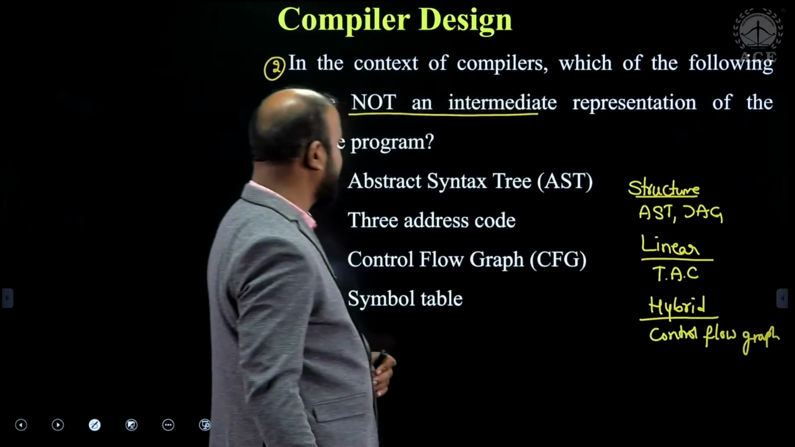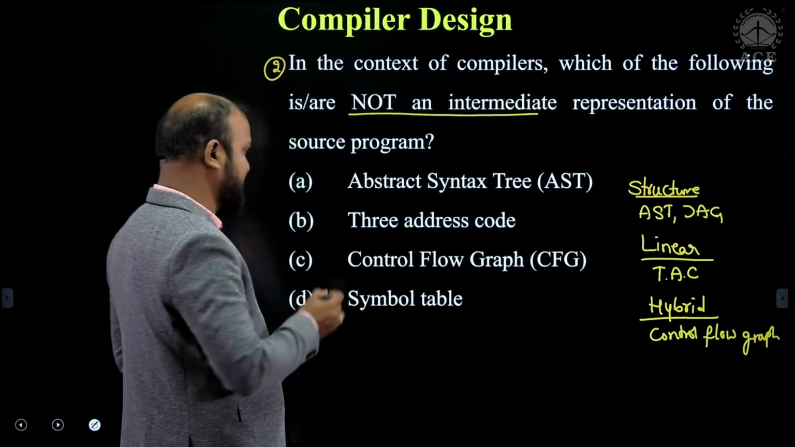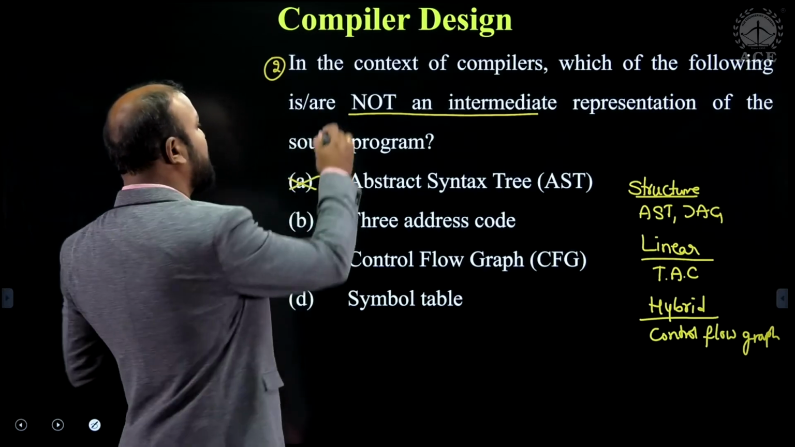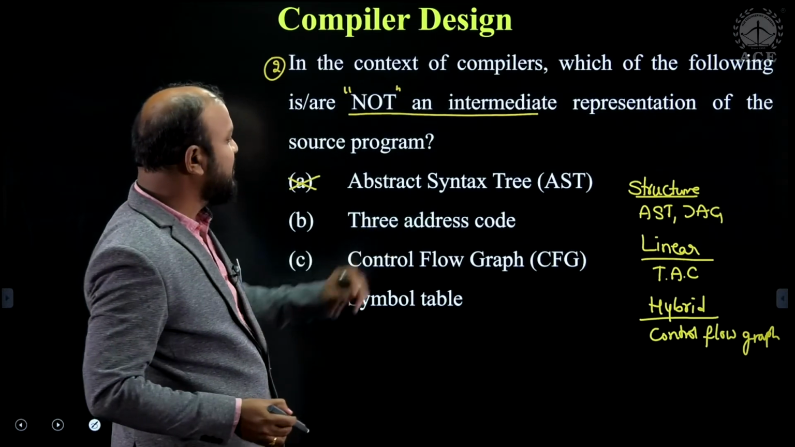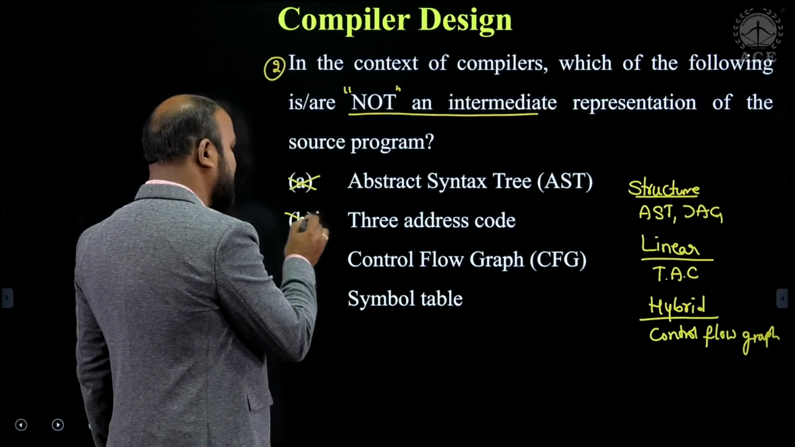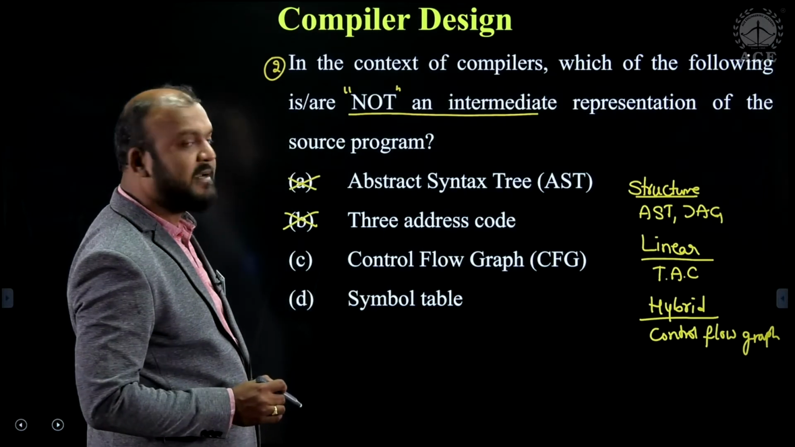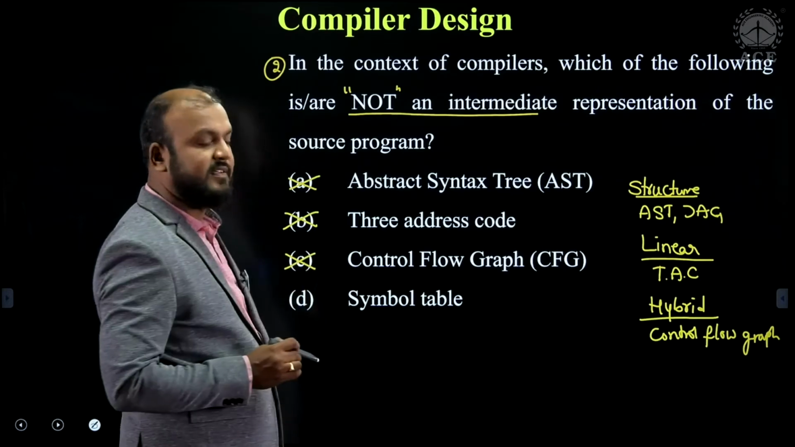Here in the options, you can see abstract syntax tree, which comes under structural intermediate representation. Option A is incorrect, because the question is about not an intermediate representation. 3-address code is an example of linear intermediate representation. So option B is wrong. Control flow graph is an example of hybrid intermediate representation. So option C is also wrong.